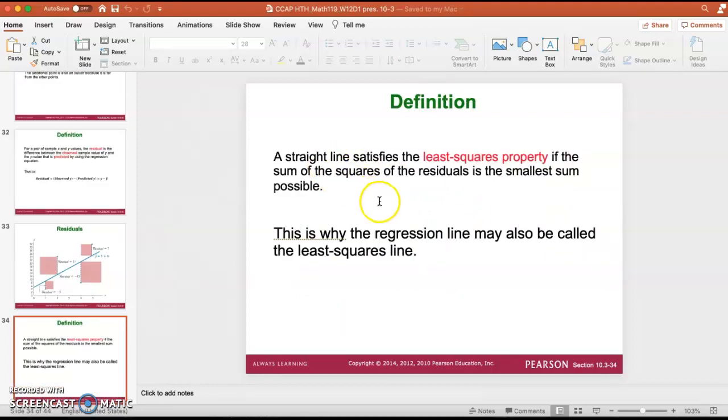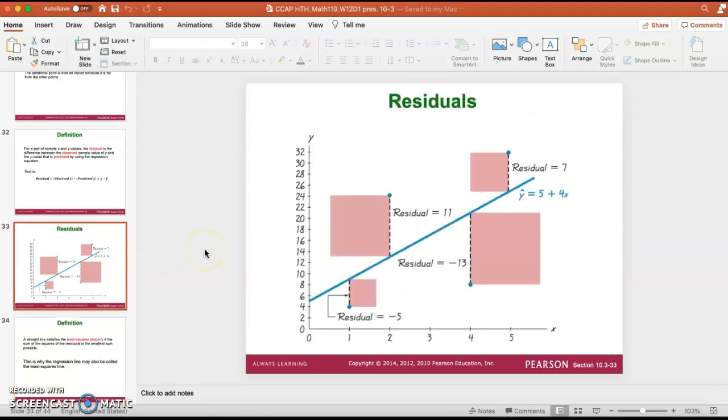All right, and then a straight line satisfies the least squares property if the sum of the squares of the residuals is the smallest sum. And so this is partly why the regression line may also be called the least squares line, as we saw from before, because if these squares are all the smallest possible sum we can get, then this is the best fit line because it'll have all the smallest residuals.